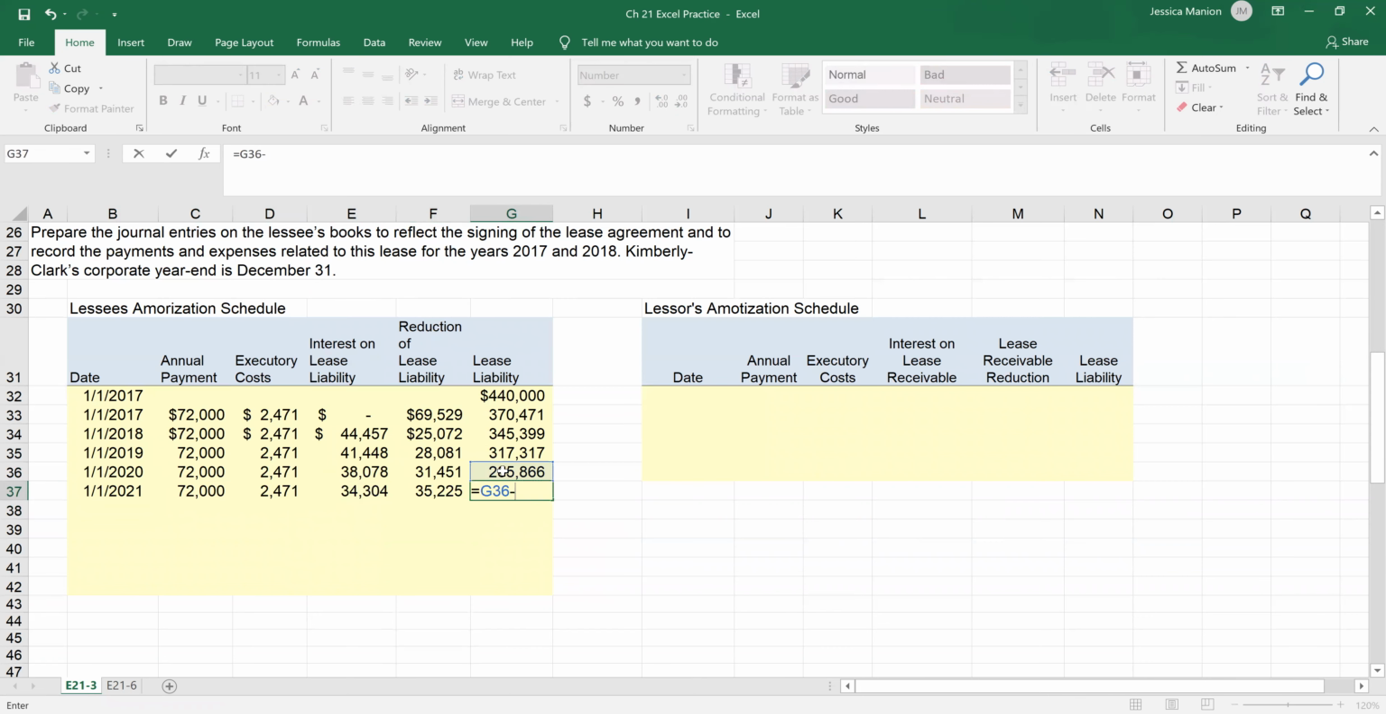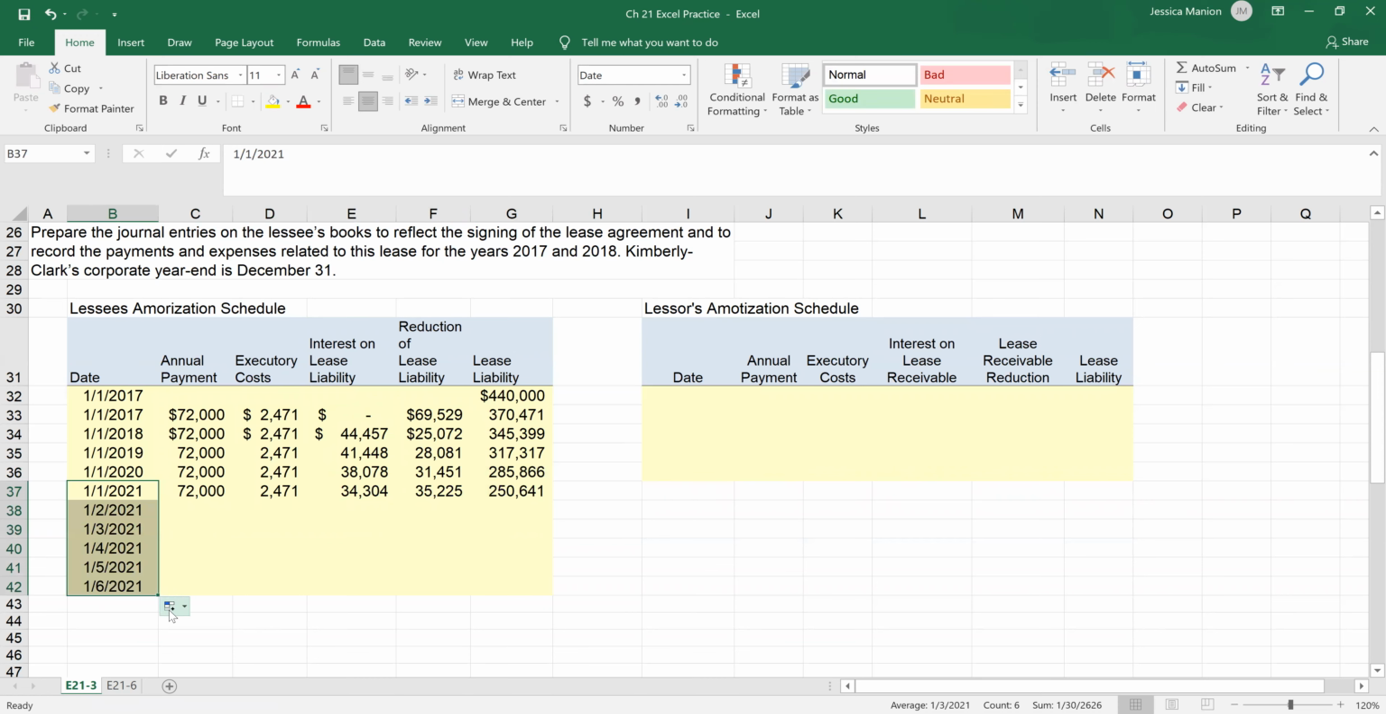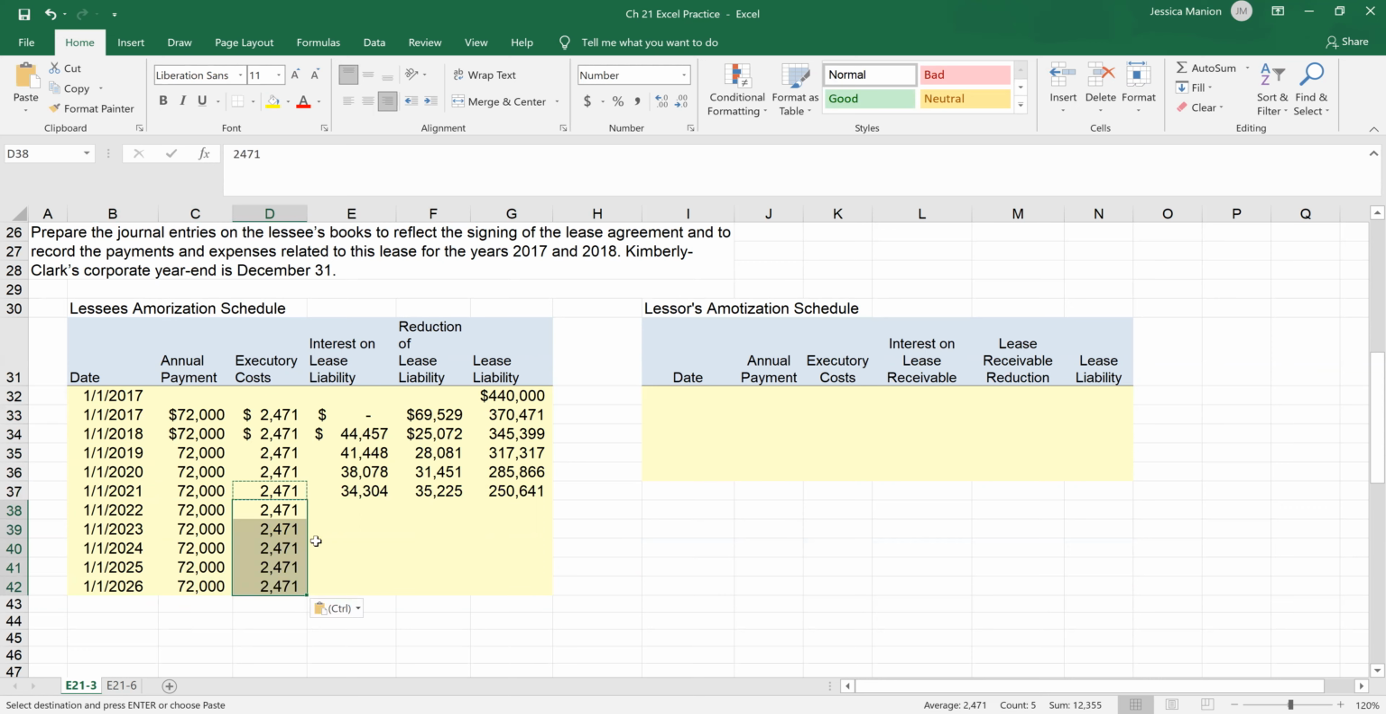Now we're down to carrying value of $256.41. And let me see, because this was a 10-year lease. So let's see, 1, 2, 3, 4, 5, 6, 7, 8, 9, 10. Okay. And then we're going to copy all these. It's the same lease payment. We're going to copy these because it's the same executory cost.